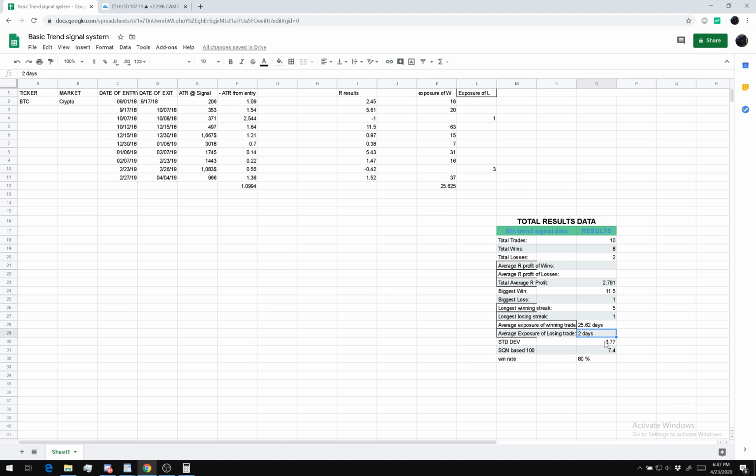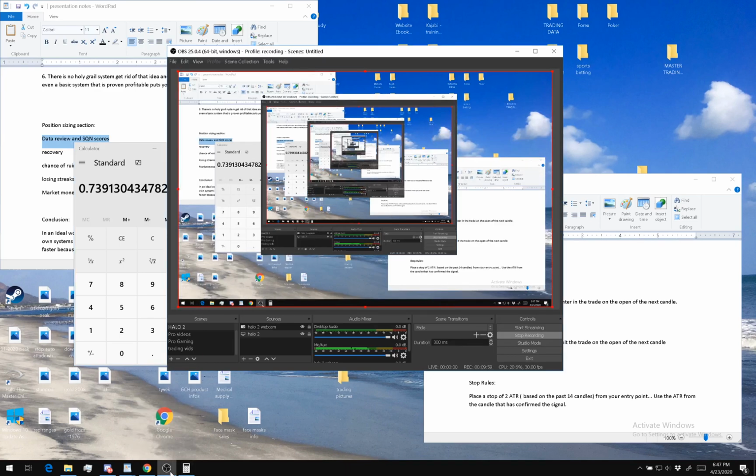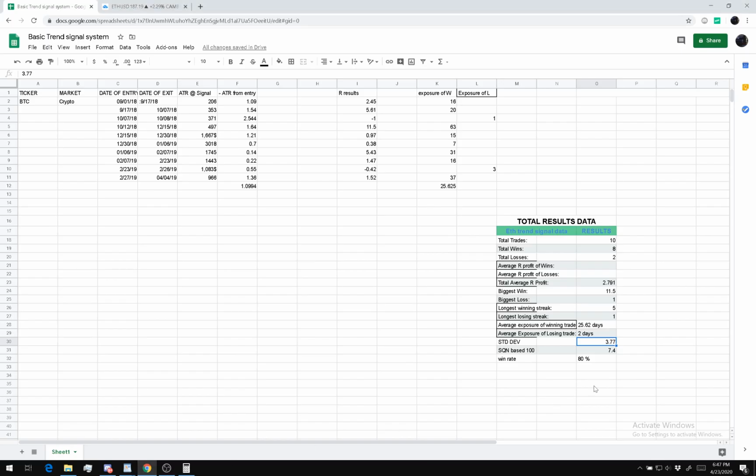Now these are the important numbers. There are 4 very important numbers out of all these. Your average R profit, that's number 1. Your standard deviation is number 2, and your SQN, that's the ultimate number for me, which kind of changed the way I look at things. My SQN was 7.4. Then also your win percentage is an important thing. We had an 80% win percentage.